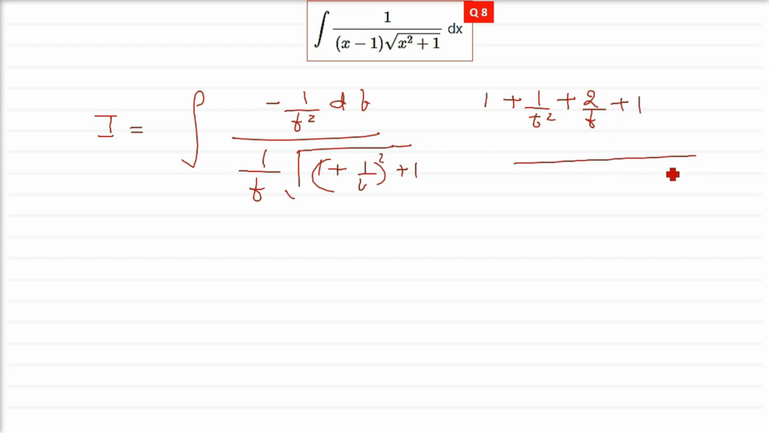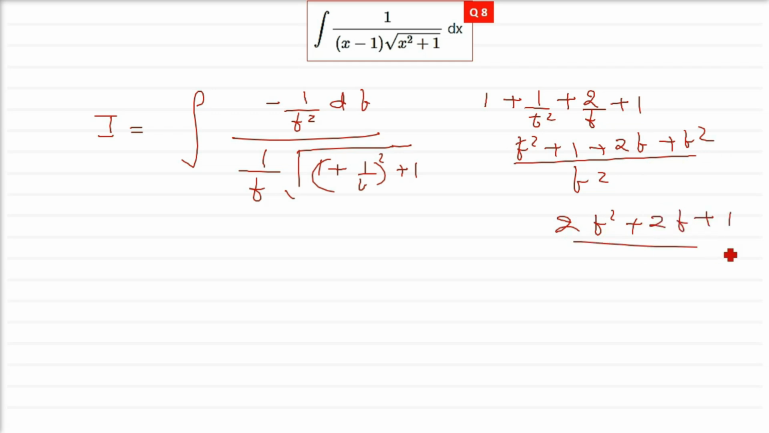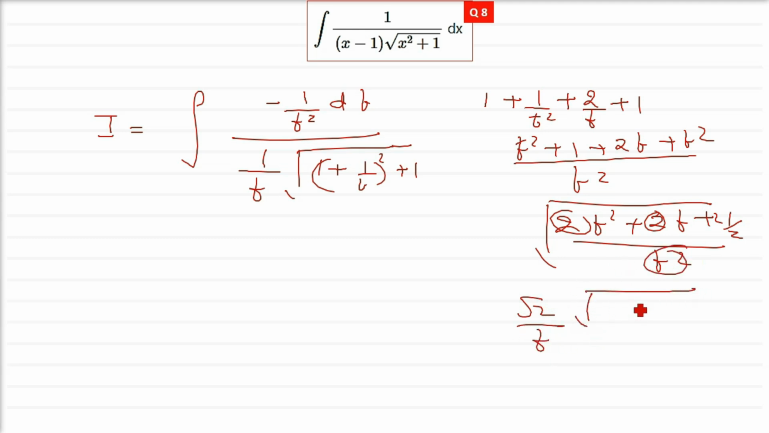Now take the LCM, you can take the highest power t square. So you'll get t square here 1, here 2t, and then a t square again. So you are getting 2t squared, you are getting a 2t along with a 1, and there is a t square in the denominator, and this is inside a root. You can take a 2 from here. When you take a 2 from here, 1 will become 1 by 2. So this denominator t square, you can take a t out because under root t square is t only. We are left with t square plus t plus 1 by 2.